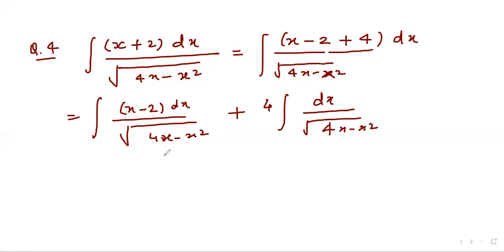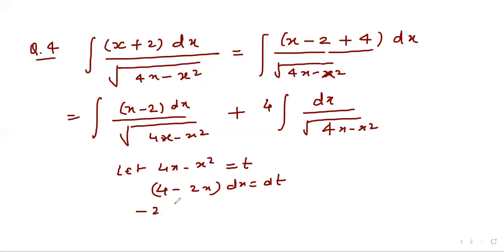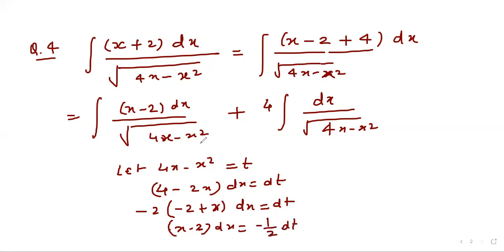Now, for this, let 4x minus x square equal to t. So (4 minus 2x) dx equal to dt. We have x minus 2. It means if we take minus 2 outside, then we will get minus 2 times (x minus 2) dx equal to dt. So (x minus 2) dx equal to minus half dt. So we are considering the first part; we will do the other after.